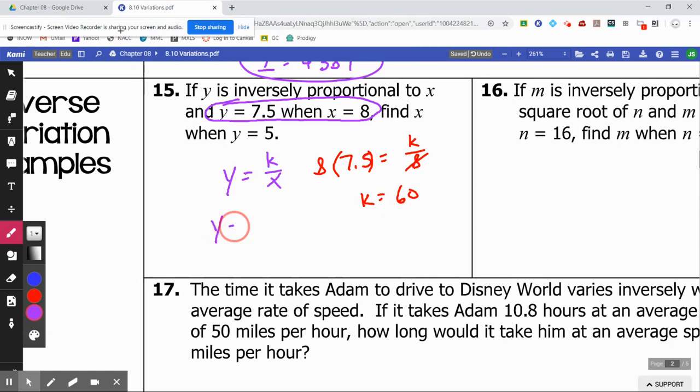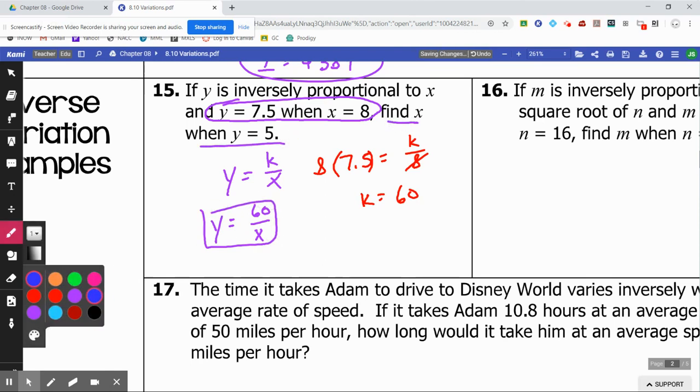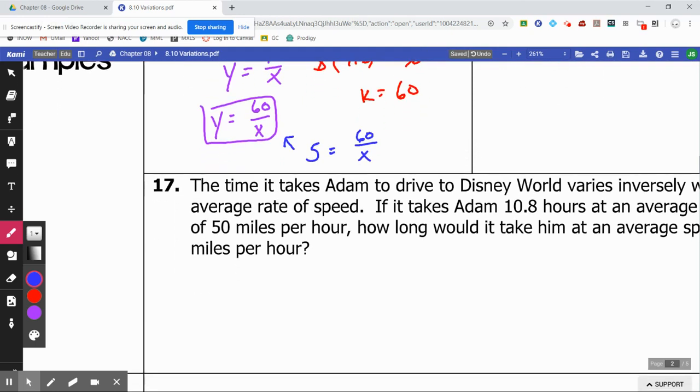Now let's plug that k value in, and you now have a formula, y equals 60 over x. Then they say, find x when y is 5. So we simply take our formula and plug in 5 for y: 5 equals 60 over x. Now, how do we solve this? A couple of different ways. You could put 5 over 1 and solve it like a proportion: 1 times 60 divided by 5, you get x is 12.